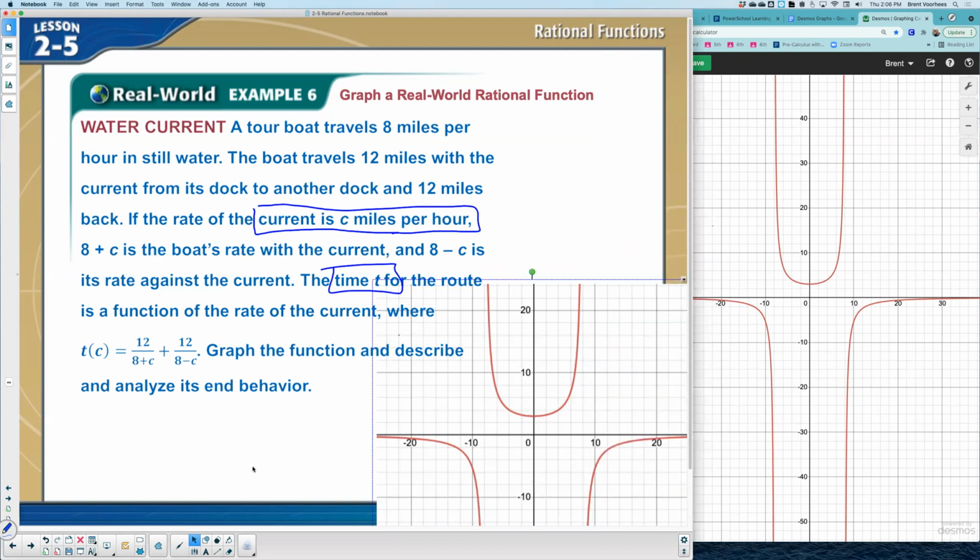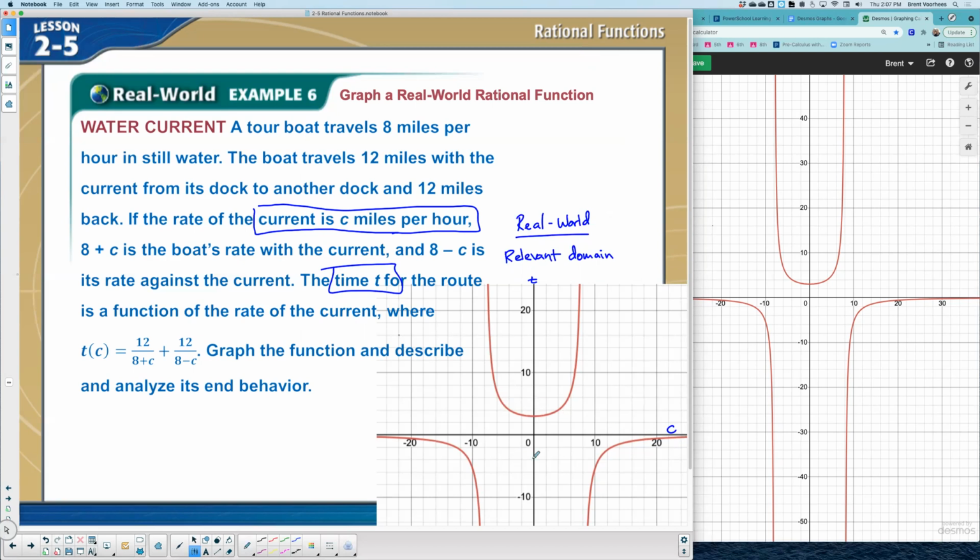And so the answer would be 0, except this is real world. And remember, with a real world problem, not the whole domain is always relevant. So we want to go off the relevant domain. I want you to think about this. In this particular problem, T is the Y and C is the current, the X value.